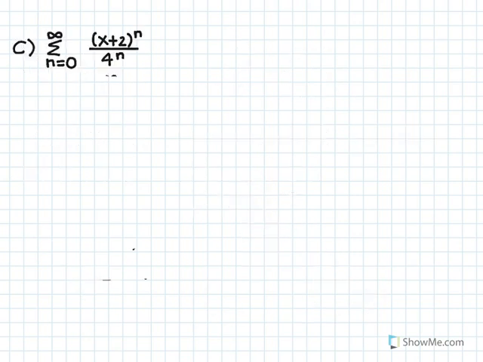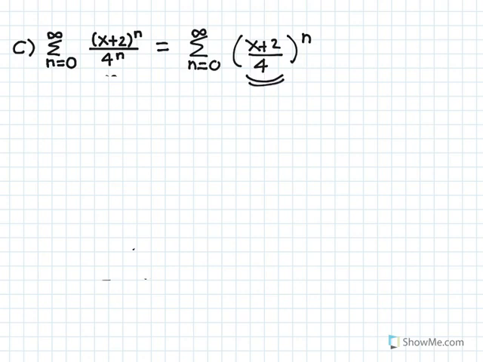Here we have summation n goes from 0 to infinity, (x plus 2) to the n, divided by 4 to the n. Now, this is a geometric sum. Let's rewrite this as summation n equals 0 to infinity, ((x plus 2) divided by 4) all to the power of n. So now we can clearly see that we have a common ratio. The common ratio is simply (x plus 2) divided by 4. Let's find the first term.